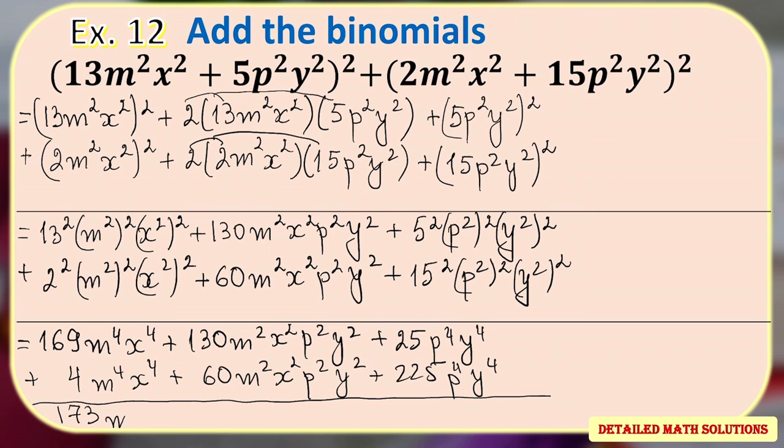173 m to the fourth x to the fourth plus 190 m squared x squared b squared y squared plus 250 b to the fourth y to the fourth. I can't simplify this further, therefore it's the final answer for this exercise.